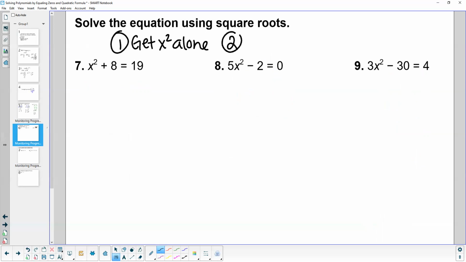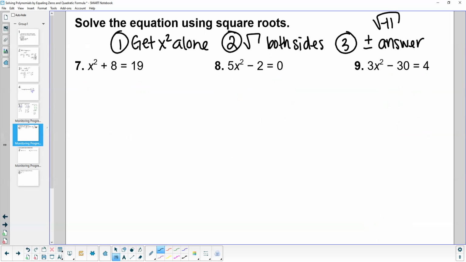Okay, our step 2 is we want to square root both sides. And step 3, we want to make sure we have the positive and negative version of our answer. And remember, if you take the square root of a negative number, it's just going to be positive and negative i times the square root of whatever that number was. Okay, so let's take a look at this one here.